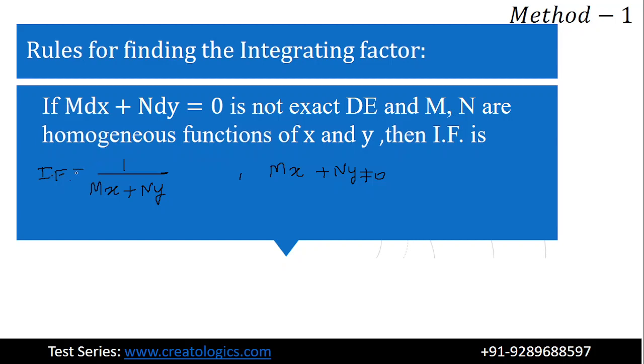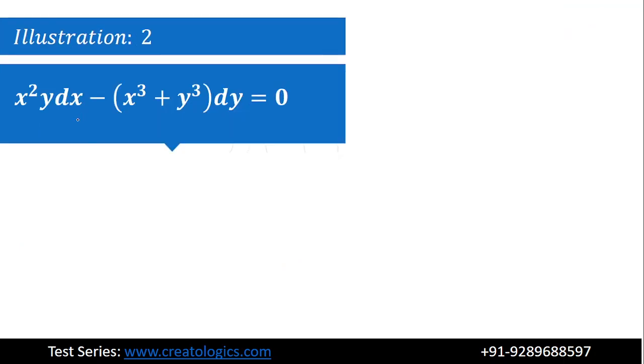If you multiply your given differential equation by this factor 1 upon Mx plus Ny, your given differential equation will become exact. This will become exact after multiplying by the integrating factor. Let's see an example. We have x square y dx minus x cube plus y cube dy. So you can see your M is x square y and your N is minus times x cube plus y cube.